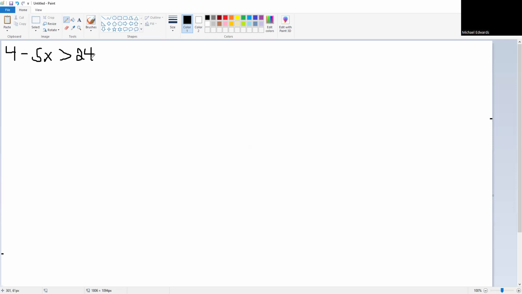All right, so to solve for x, let's pull this 4 over. Minus 4, and then minus 4. So this turned out to be minus 5x greater than 20. All right, so let's break up this multiplication. And look, we have a minus 5. Let's divide each side by minus 5.